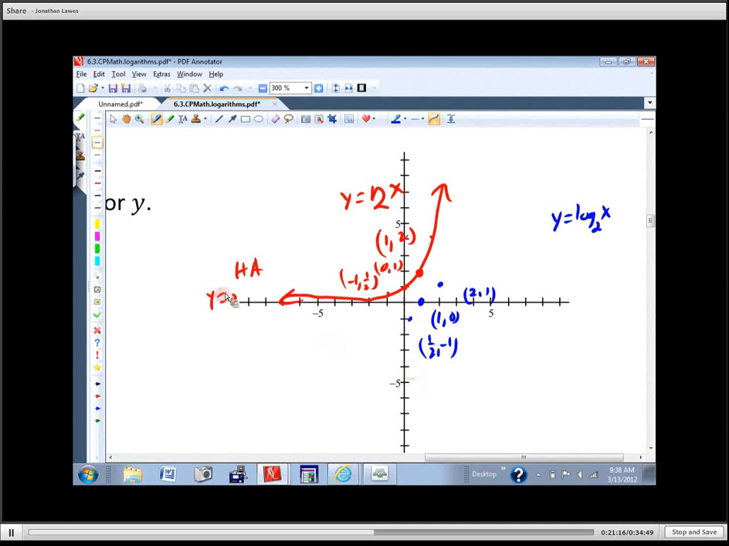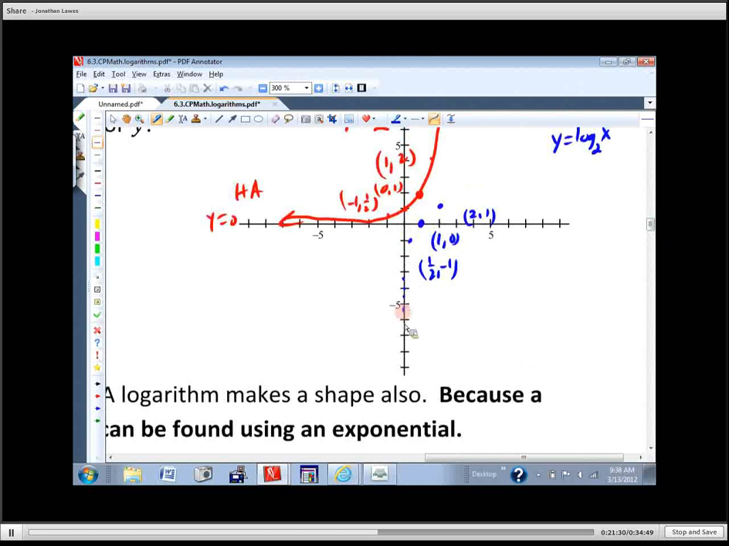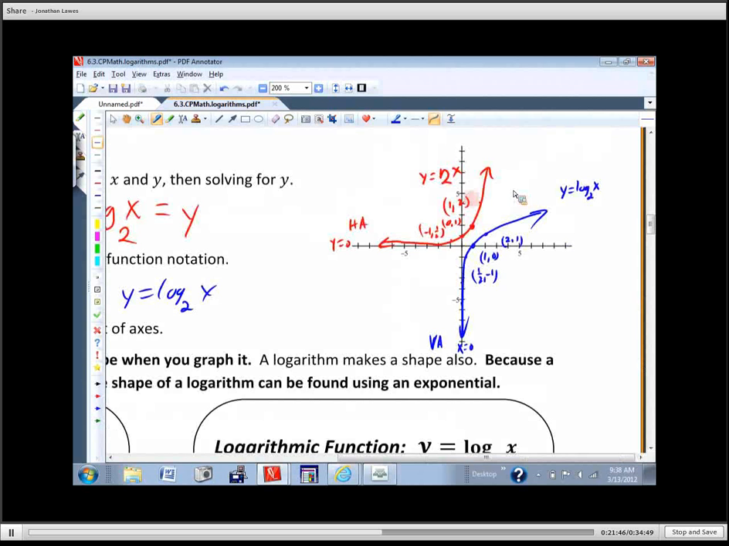Oh, and look at this. This is a horizontal asymptote of y equals 0. If we switch all the x's and y's, this isn't y equals 0 anymore. It's x equals 0. So we would have a vertical asymptote here of x equals 0. Remember, we're switching all the x stuff for y stuff, all the horizontal stuff for the vertical stuff. So the graph would look something like this. So there's log base 2.